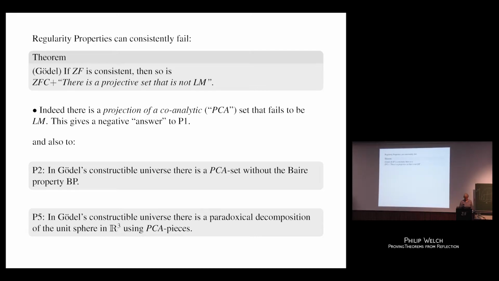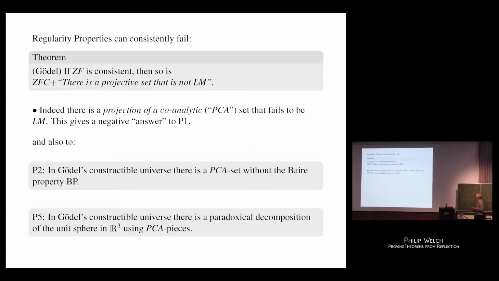And this model L also then gives an answer to these other problems. Right? So there's a projection of a co-analytic set, PCA, projection co-analytic set, that fails to be Lebesgue measurable. So this gives a negative answer, in a sense, to problem 1, just in terms of consistency strength. Right? It does the same thing for the Baire property as well. It's a PCA set without the Baire property.